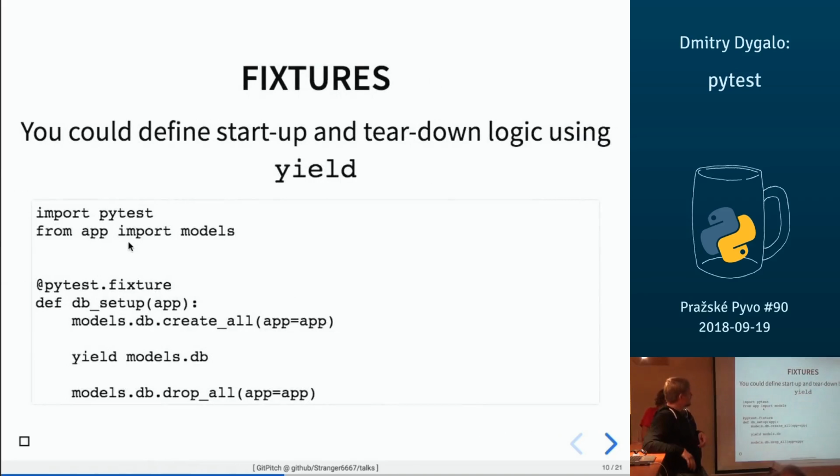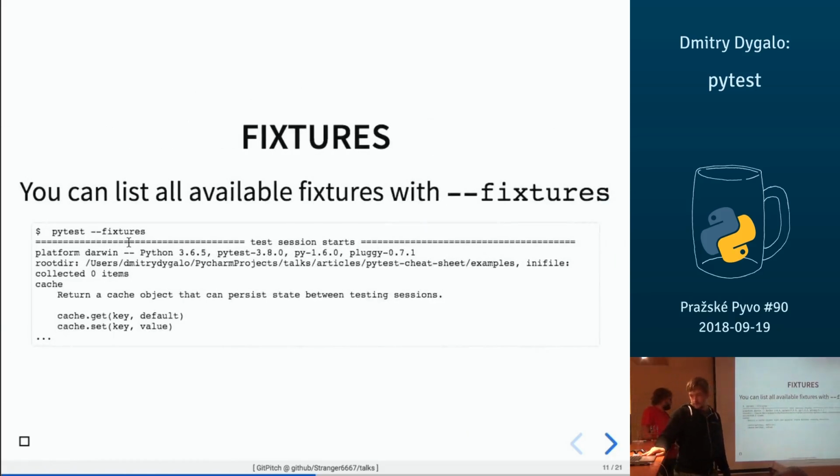Also, you could define some startup and teardown logic just inside your fixture without using setup and teardown from unittest. So you can create, for example, tables for a certain application, then run the test, and then just drop all the tables. You could list all fixtures with the --fixtures option, and it will return all the fixtures that are possible to be discovered in your test suite.